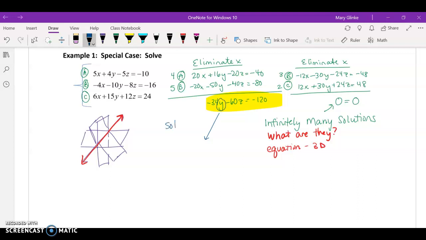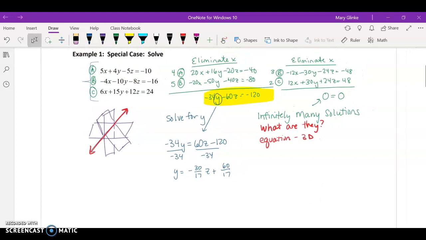Okay? So I'm going to go ahead and solve for y, which means I'm going to go ahead and add 60z over to the other side and divide by negative 34. So I get y equals negative 30 over 17 z plus 60 over 17.